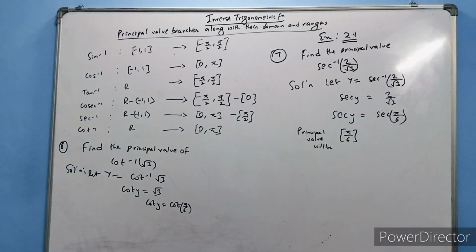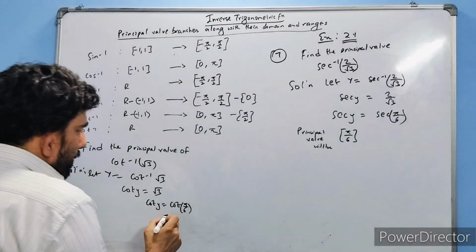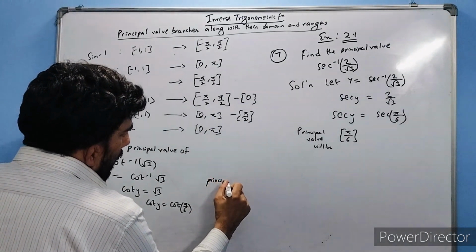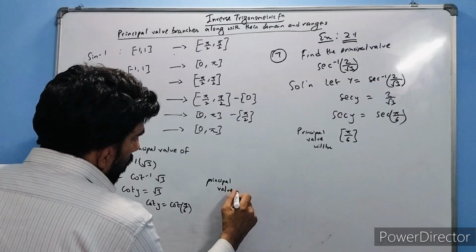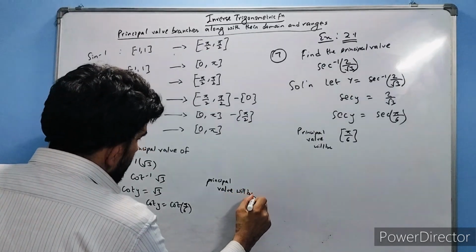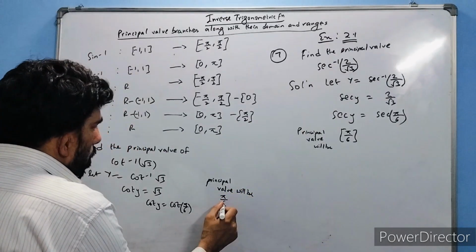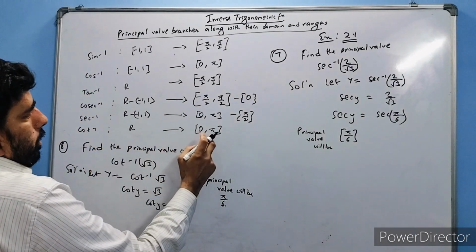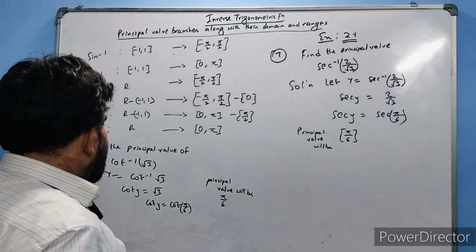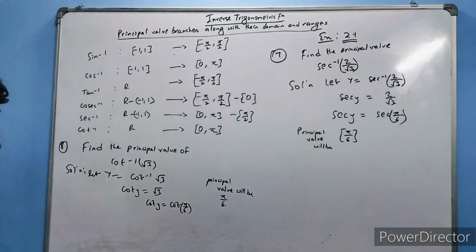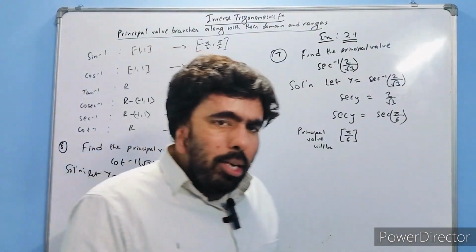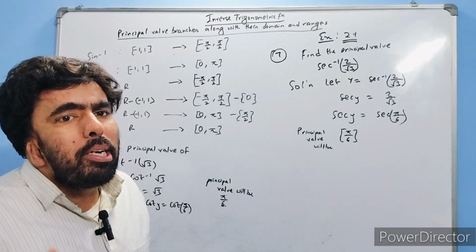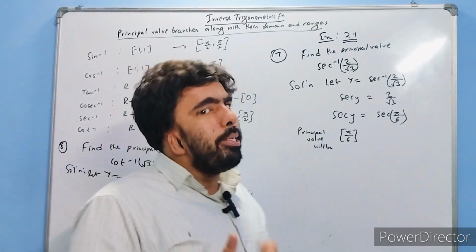Its principal value will be pi upon 6. As we all know, the range of cot inverse is 0 to pi. So it will be pi upon 6. That is how we can easily find the principal value of such inverse trigonometric functions. It is so easy to find.